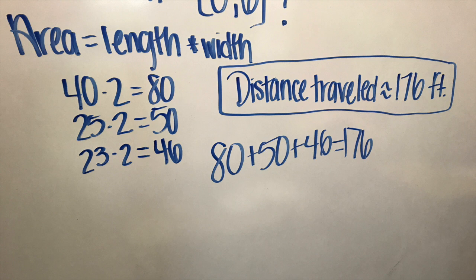We found the dimensions of all 3 rectangles and calculated the area of each rectangle, and then added them together to find our answer. Because we used a right-hand estimate, this is an overestimation of the distance traveled.